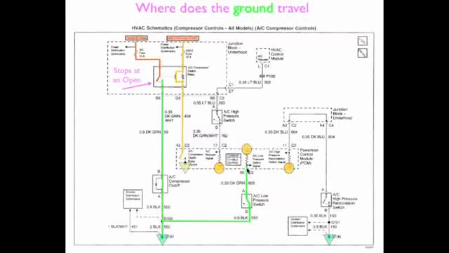Now, if you look at the PCM, we've got ground, and we've got power, and we've got a resistor in between. How does this work? Since the power has access to ground, that power can travel through this resistor. It's going to change and become the signal to the PCM that the AC low pressure switch has worked.